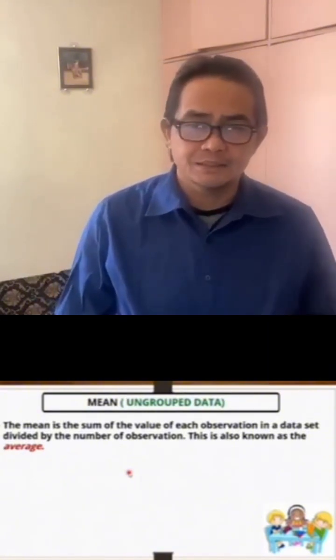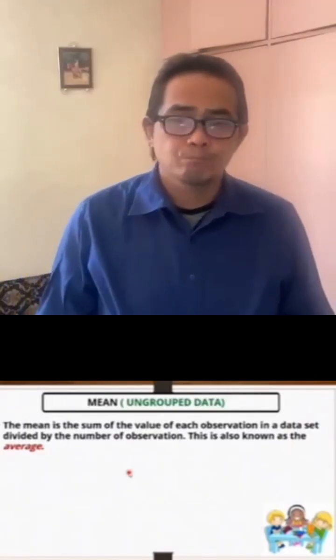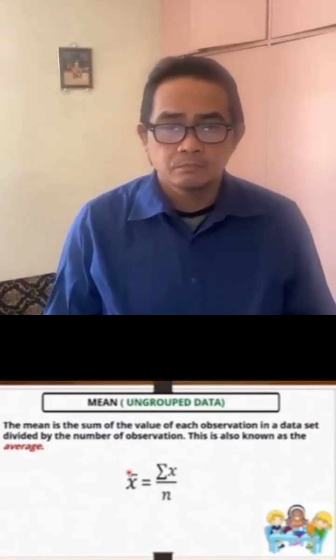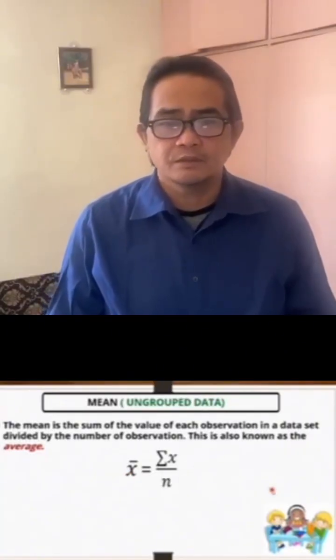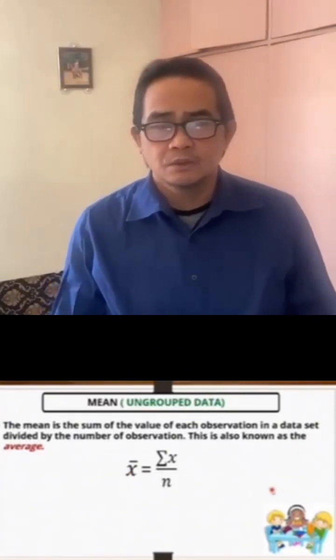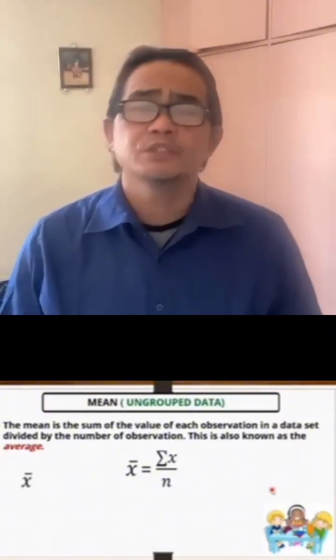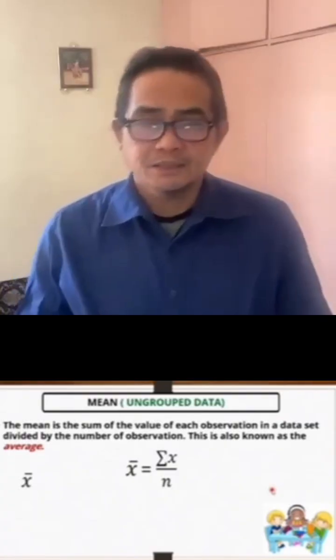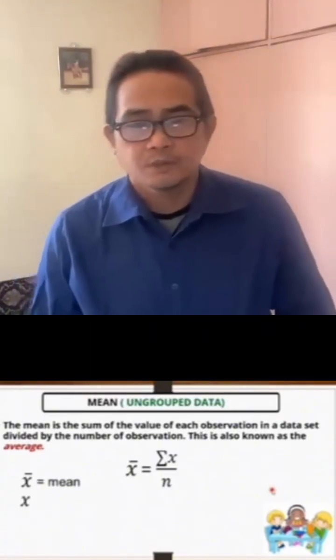N is the number of observations, or we call it sum. X bar is the mean, and x is the value or the score, and the summation of x is the sum of the values of its observations in a data. And n is the number of observations. We'll start with the first example.